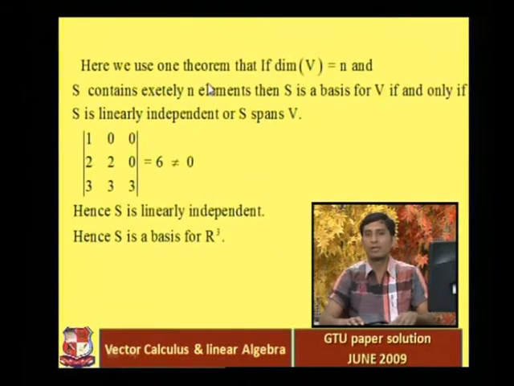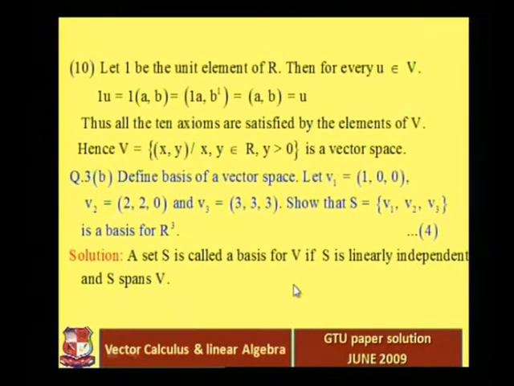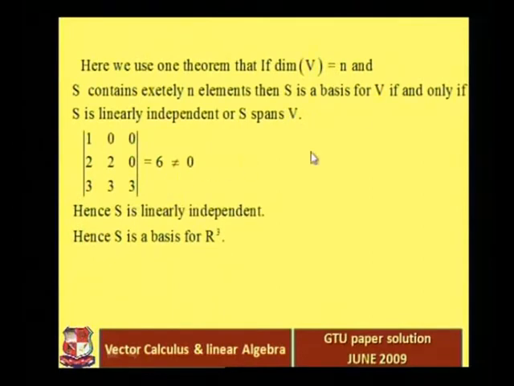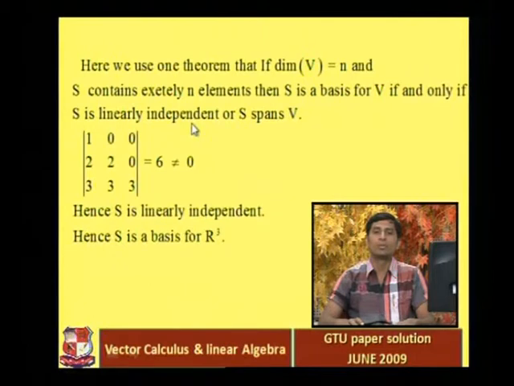This situation happens here because what is our V? V is R3, and we know that in general the dimension of Rn is equal to n. So the dimension of R3 is also 3, and we have exactly 3 vectors V1, V2, V3. So that's why here we only need to prove linear independence for these 3 vectors, and for that we use the determinant.